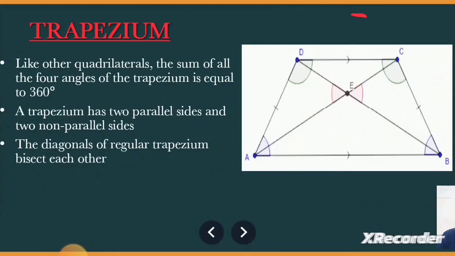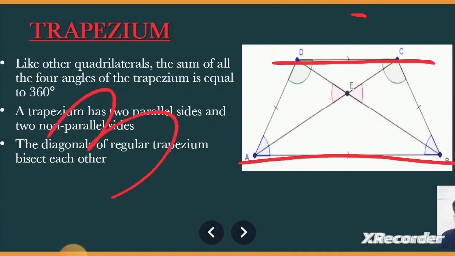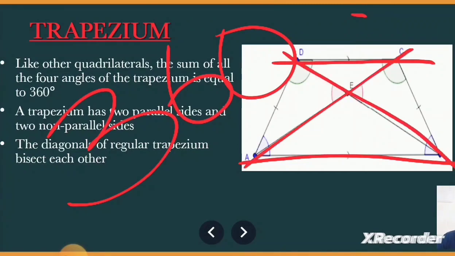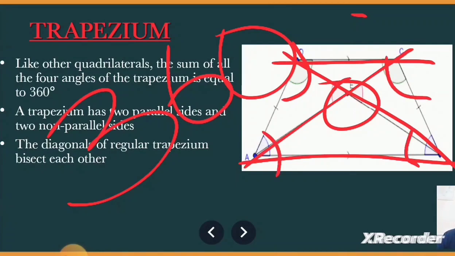Next, trapezium. In a trapezium, one pair of sides is parallel to each other, and the sum of all interior angles is equal to 360 degrees. The diagonals bisect at a point E here, and the adjacent angles are equal. That's all about trapezium.